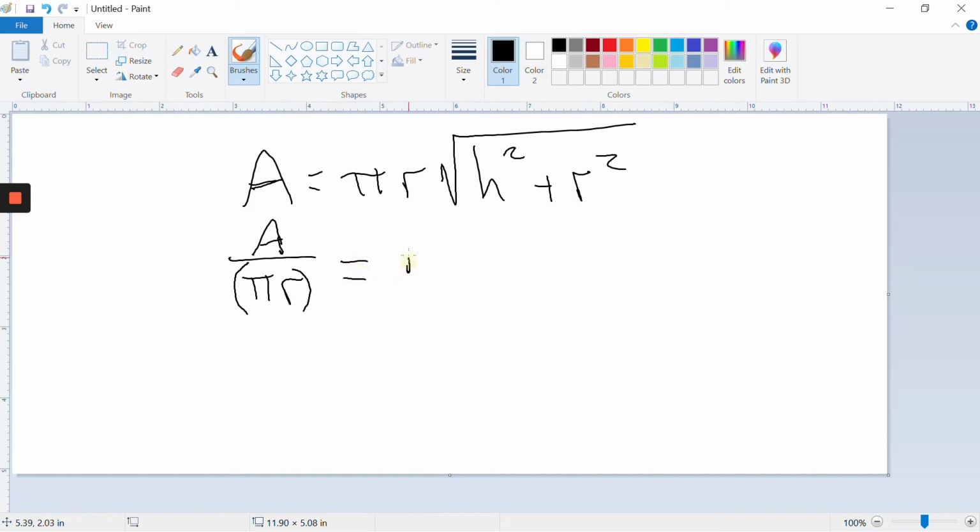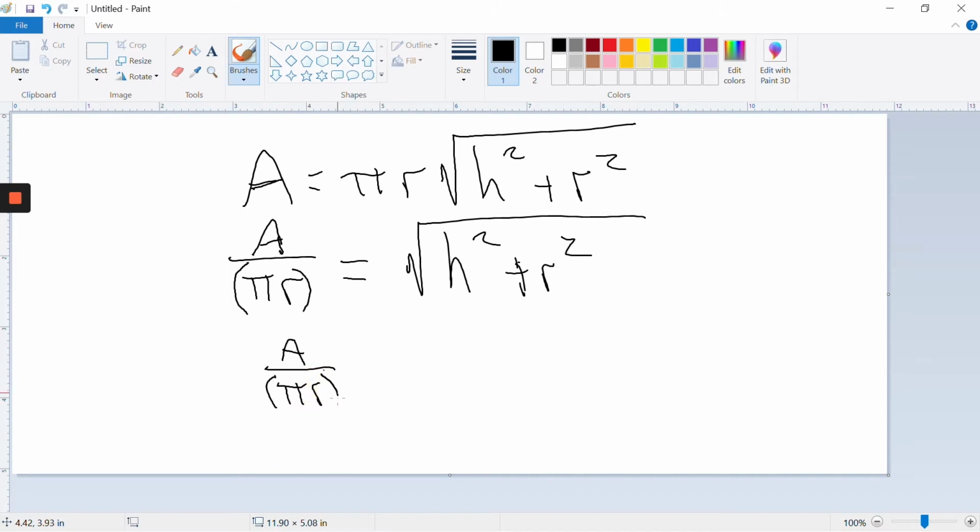So that is equal to the root h squared plus r squared. Okay? I'm going to square both sides. Again, parentheses are really important here. I'm going to go a over parentheses pi r. And then I got to remember this entire thing is going to be squared. That'll get rid of the square root for me here. Then I also want to pull the r over to the other side. So I'll just go minus r squared. And when I do that, that goes away.